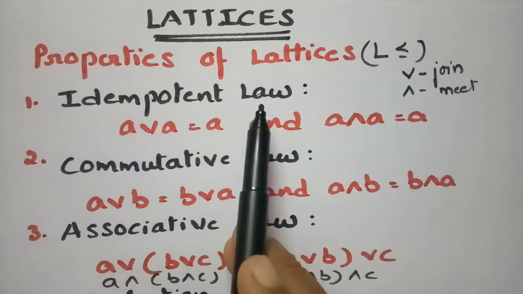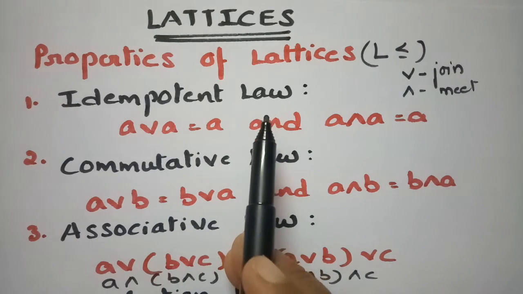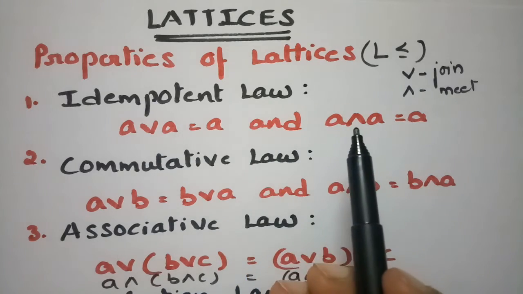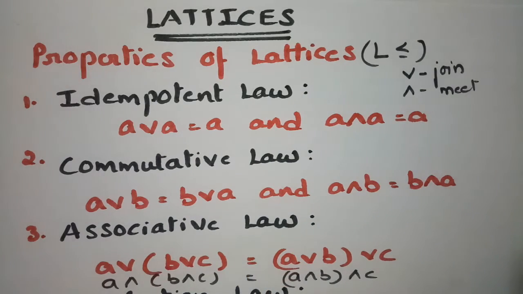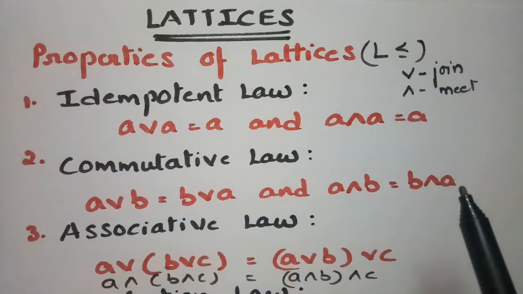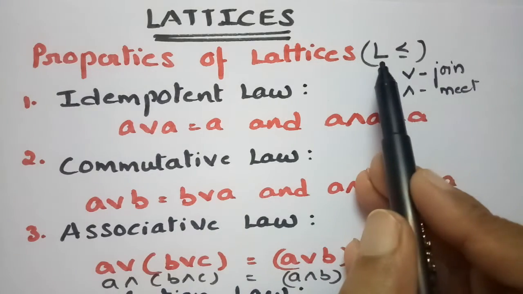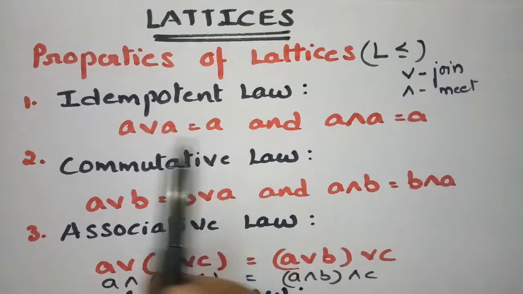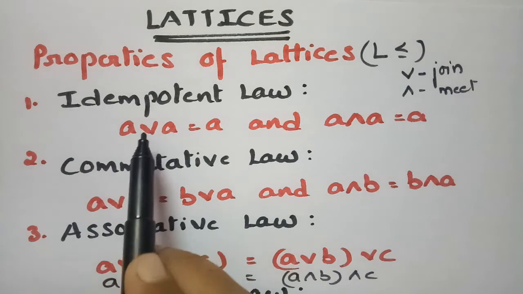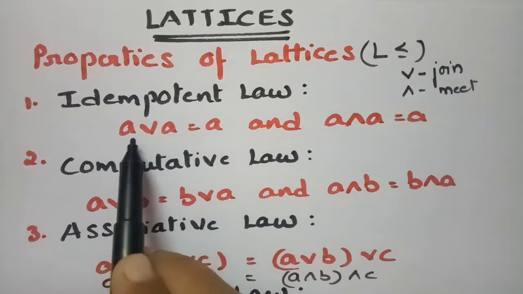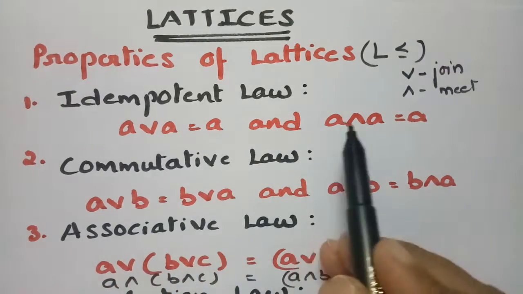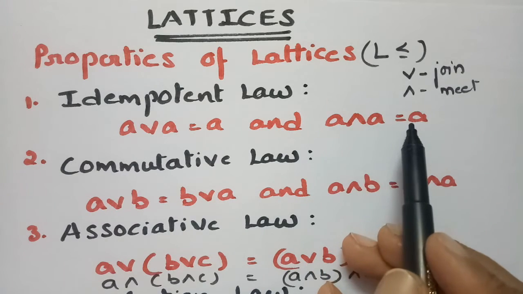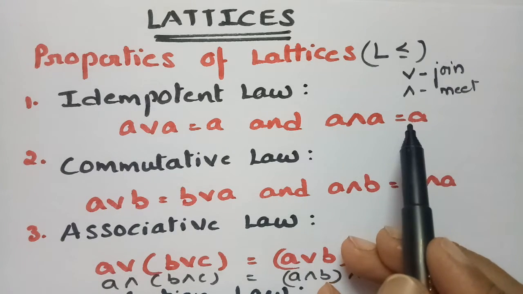This one is join and this one is meet, and I am going to operate this on this set. So first one is the idempotent law. According to the idempotent law, let L less than or equal to be the lattice, and I have taken only a single value, that is A belongs to this set L, and operations here are join and meet. A join A is again A, and A meet A is also A. So I have to prove that.